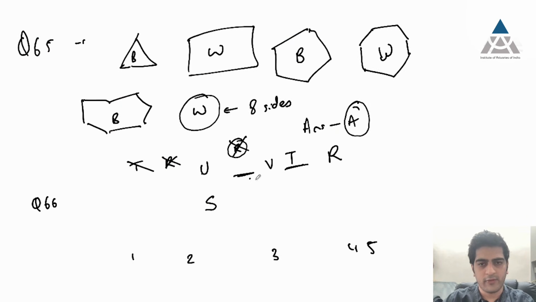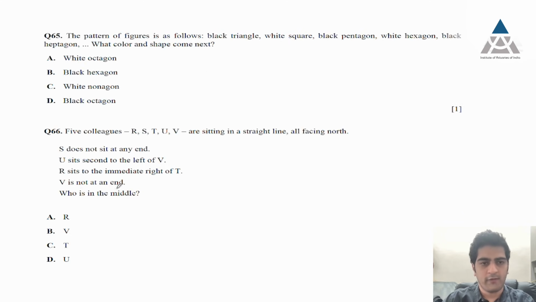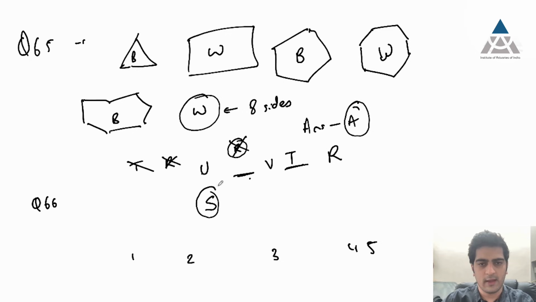U sits second to the left of V. Yes. R sits to the immediate right of T. Yes. V is not at an end. And finally S is not at an end. So this S goes here. And this is the sequence in which they are sitting: U, S, T, V, R. Okay.